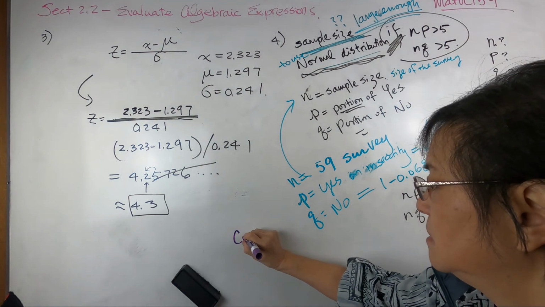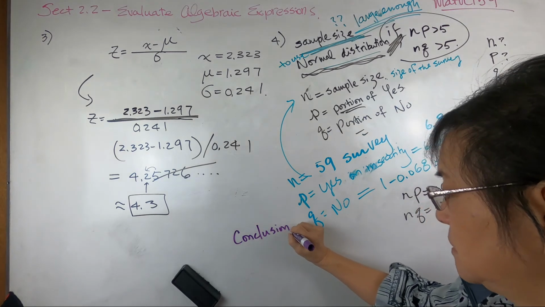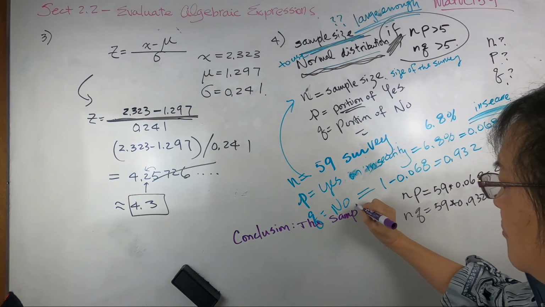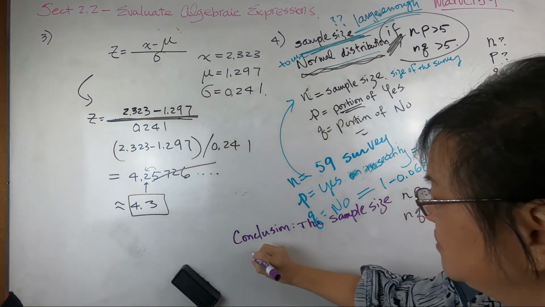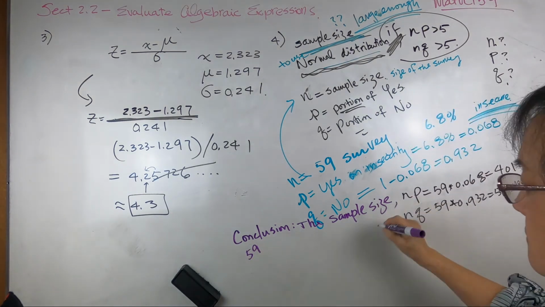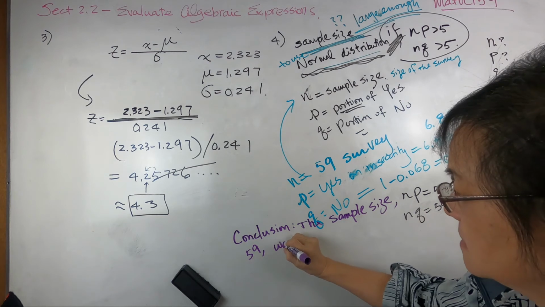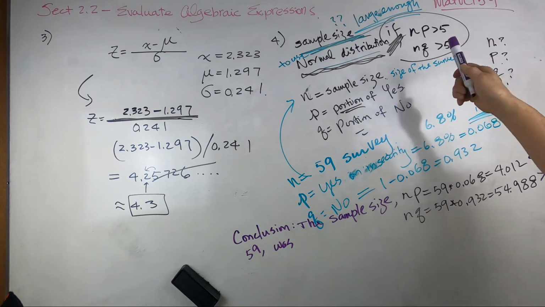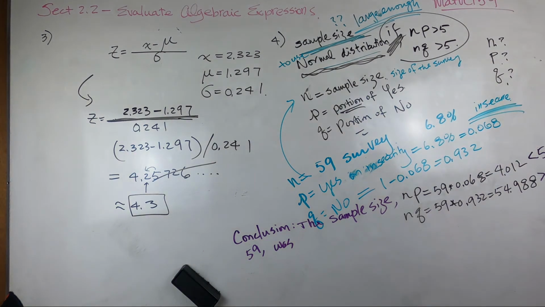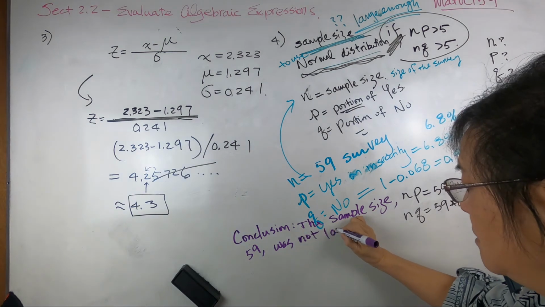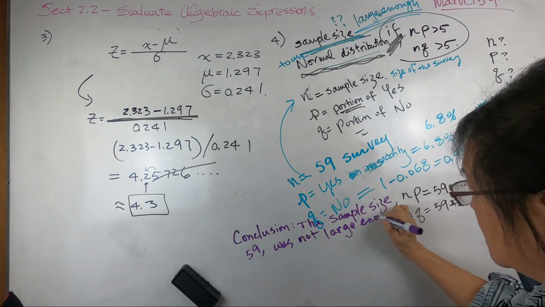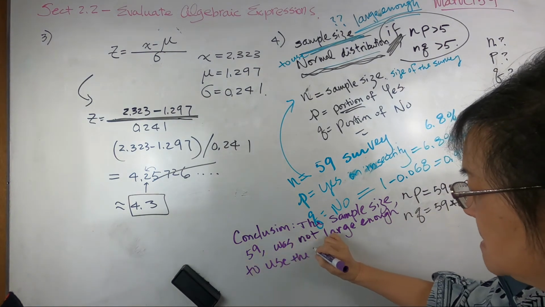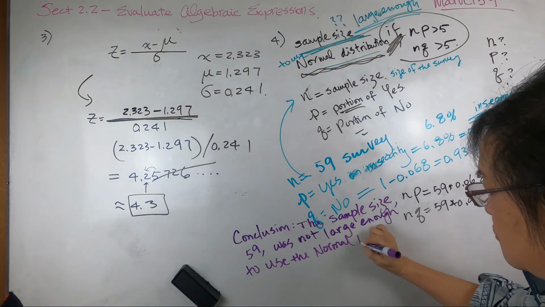Okay. So practice, write the conclusion. So it's saying what? The sample size 59 was not big enough, because it's less than 5. It doesn't satisfy the condition, right? The answer was no, so you cannot. It was not large enough to use the thing we call normal distribution.